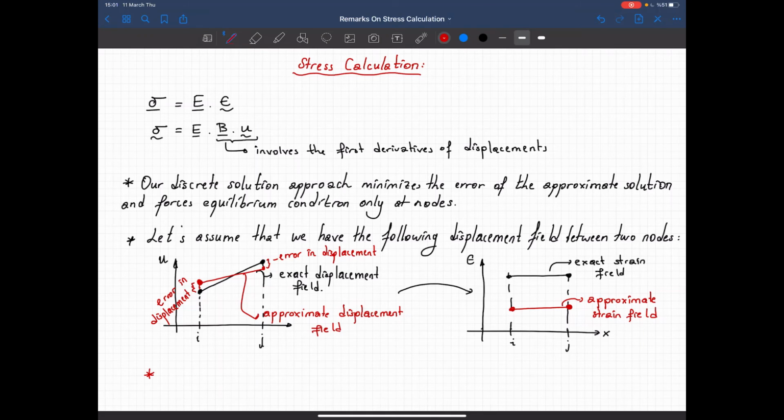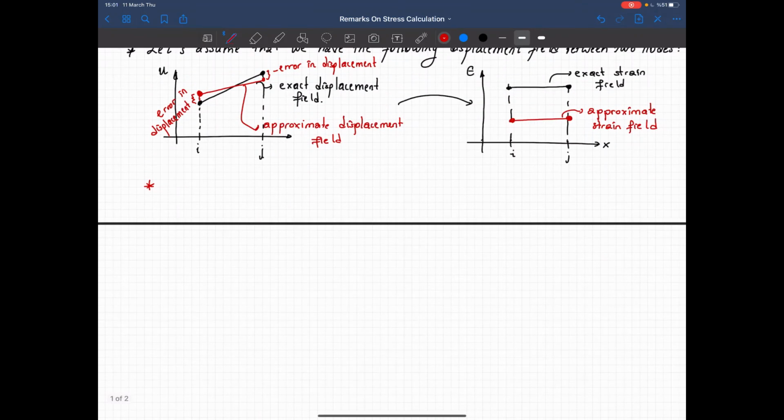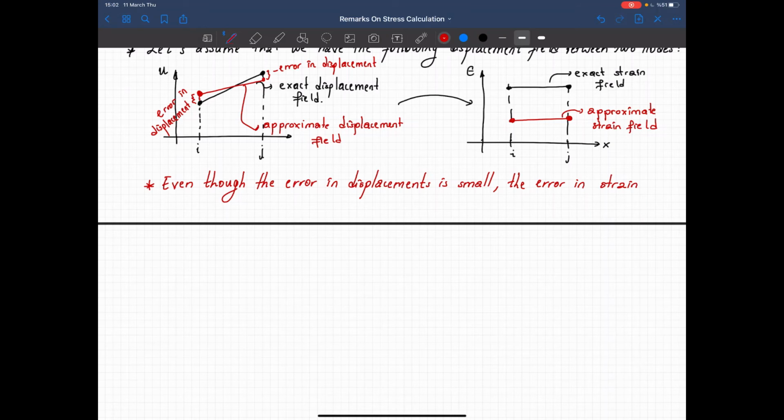So let's write down what we observed. Even though the error in displacements is small, the error in strains can be magnified significantly due to differentiation. Okay, so this is what we observe.